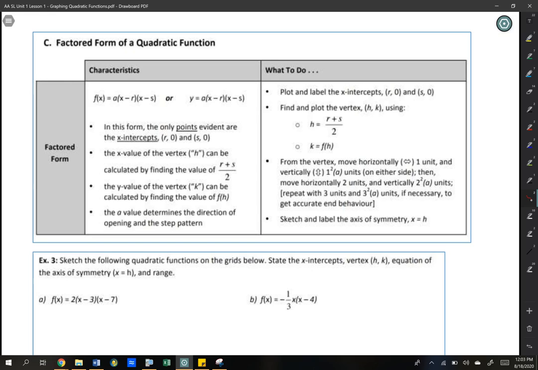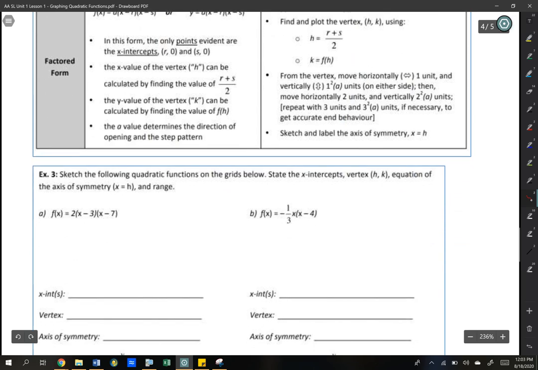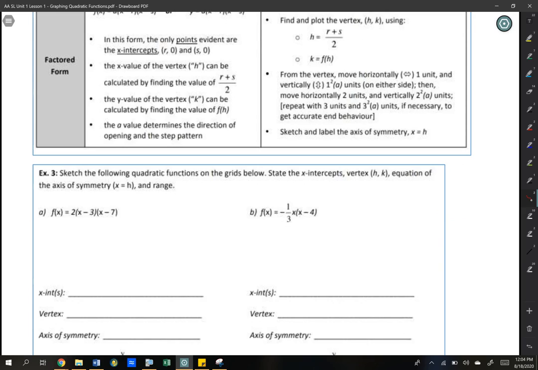The y value of the vertex can be calculated by taking the x part of the vertex, the h, and putting it into the function. All right, and the a value determines whether the function is going to be opening up or down. So let's look at all those different things. So first of all, we want to note what the intercepts are.